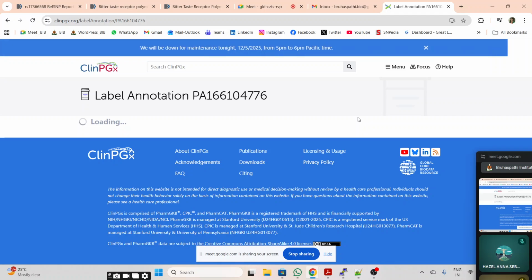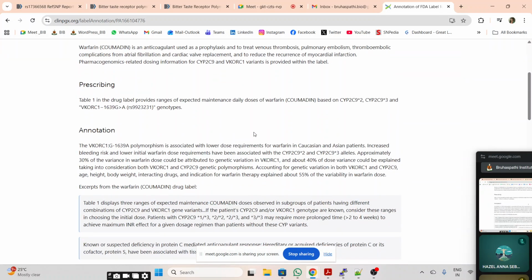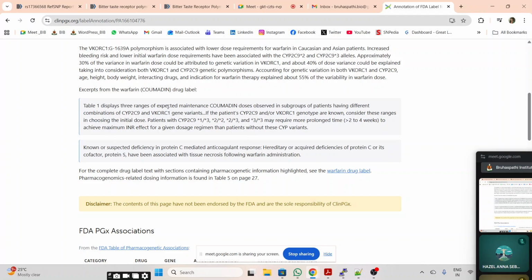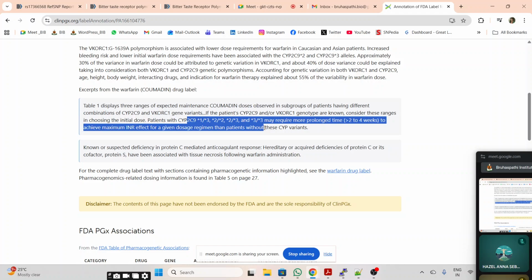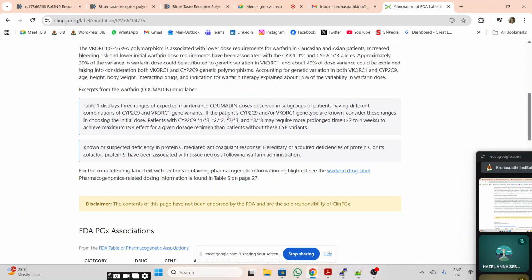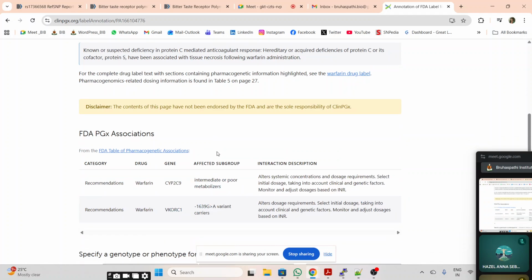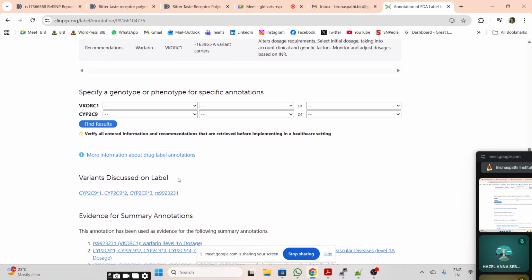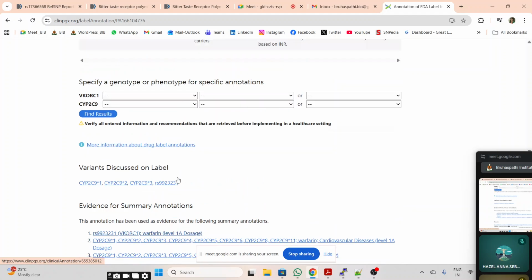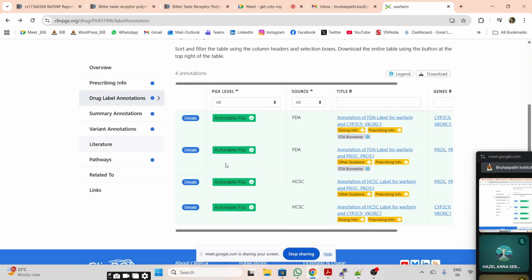Now, how do we check? What do you check? There will be a complete article on it. For example, a person who carries these mutations may have a prolonged time to get an effect. So, what mutations do we have to consider? There will be a complete table which I'll show you a little later. Here you'll get the information whether the FDA is approved, CPIC is approved. You have many others. HCSC is another one. So we have many other sources from which the drug is approved based upon the mutations.